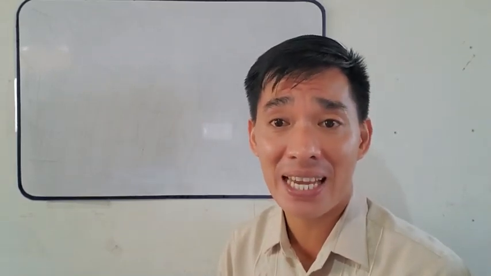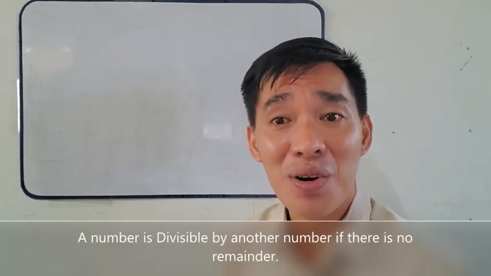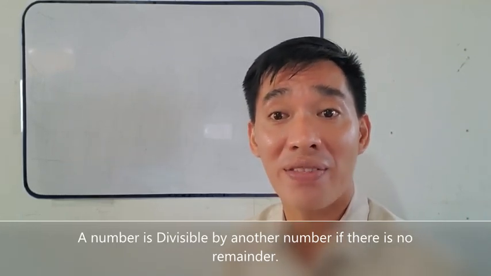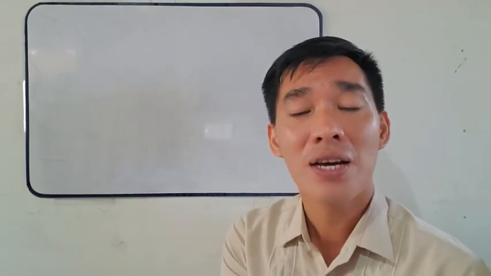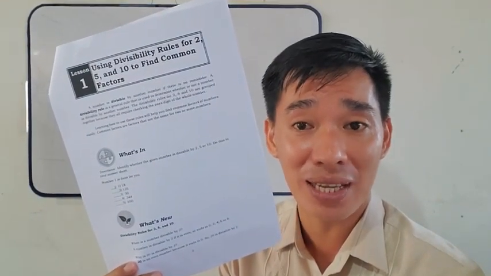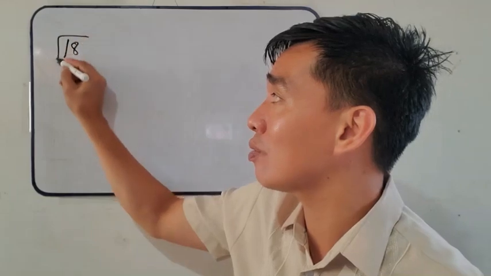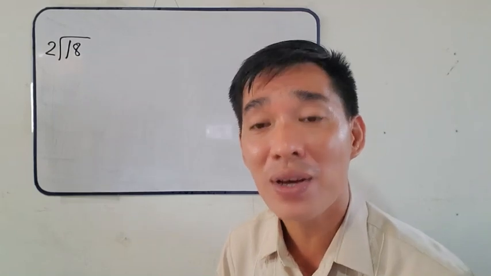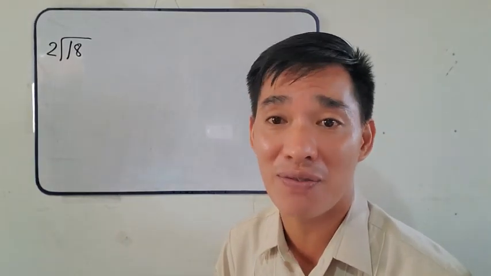To tell whether a number is divisible by 2, by 5, or by 10, we need to know first what the word divisible means. A number is divisible by another number if it gives you a remainder of 0 when they are divided. For example, in item number 1 in your module, which is 18, we are asked if it is divisible by 2. All we have to do is divide 18 by 2. If the remainder is 0, then we can tell that the number is divisible by 2.